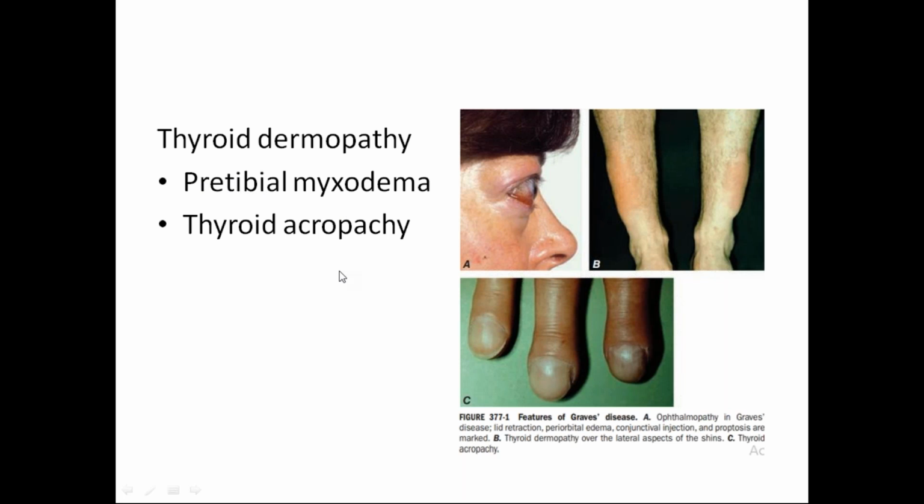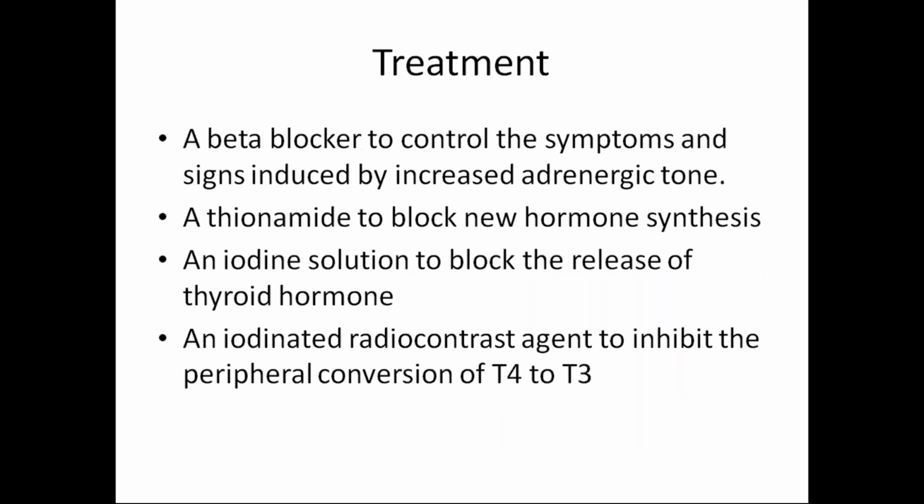pretibial name. Another skin-related, dermatological condition is thyroid acropathy, which is similar to the clubbing of the fingers. So yeah, this is the clubbing. It also causes arthropathy. So these are the two manifestations. And thyroid acropathy is very rare. It's in less than 1% of the patients.